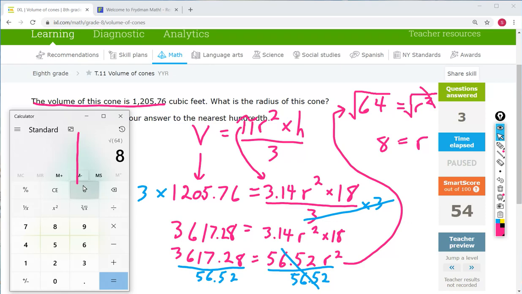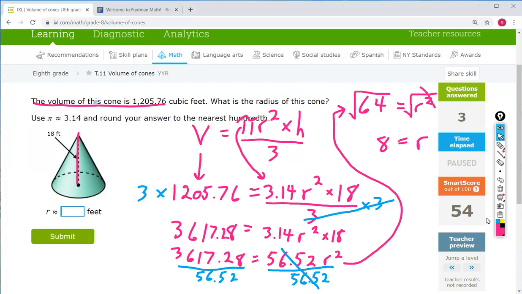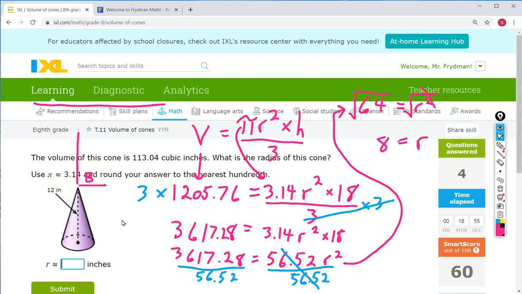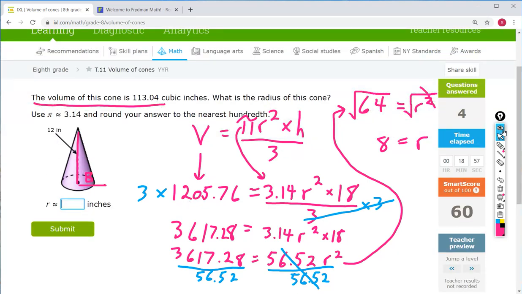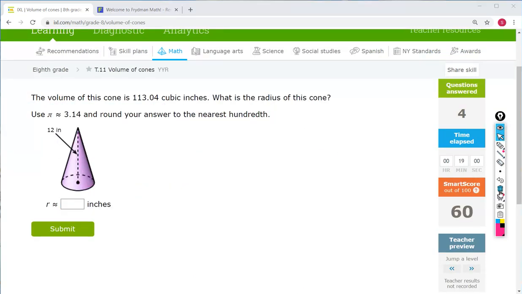Right? So that's that. So that means that the radius of this cone is equal to 8. Type that in here. And there we go. All right, let's do one more question where it's asking me for the radius. So again, I'm going to start out with the formula volume is equal to the area of the base, which is pi r squared because the base is a circle, times the height divided by 3. Now let's just plug in the numbers that we know.